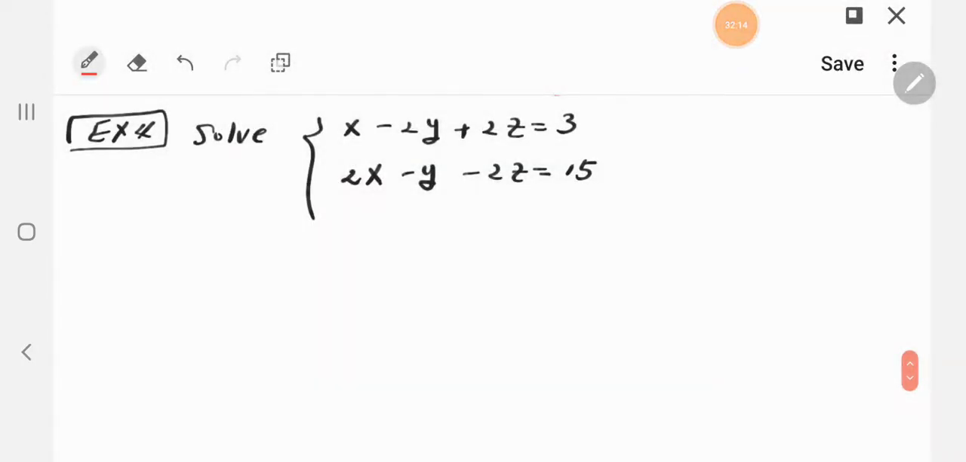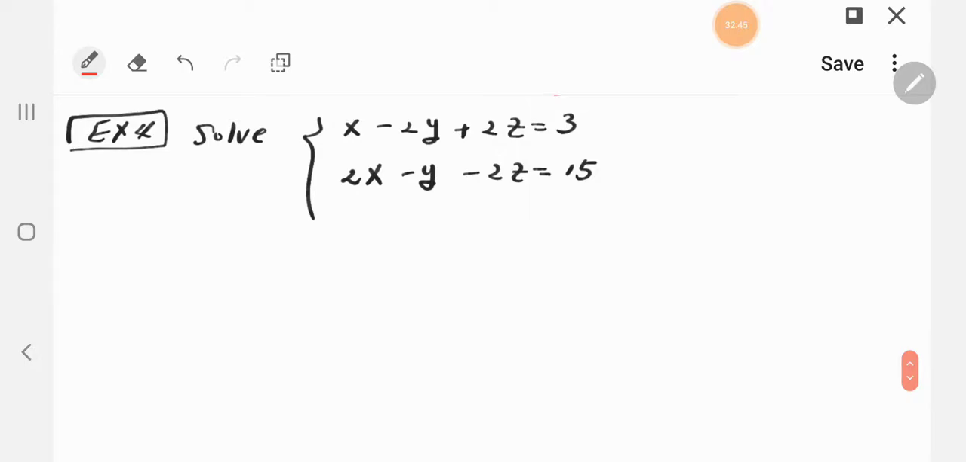Okay, example 4 has two equations. There are 3 variables, but there are 2 equations. If there are 3 variables, then we should have 3 equations to find the solution. Since one equation is missing, that means the z value can be any real number. From the third equation we should get the z value, but there's no third equation, so z can be any real number.